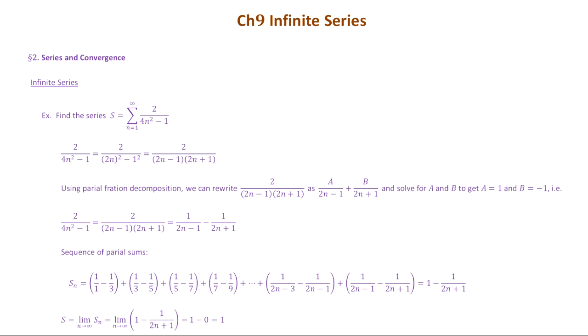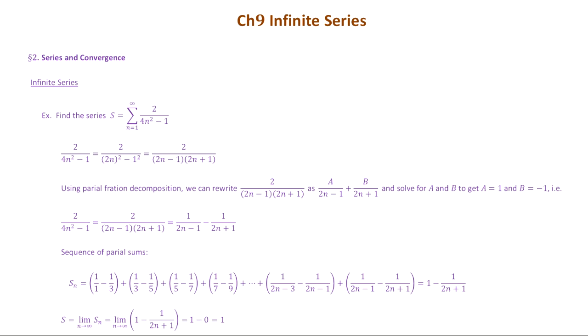So everything canceled except for the first term and the last term. That's always the case for telescoping series. So that's again a telescoping series. So we got 1 minus 1 over 2n plus 1 at the end. And then you just take the limit of these partial sums. You include all the terms in this series. So that's the limit of s sub n with n approaching infinity.